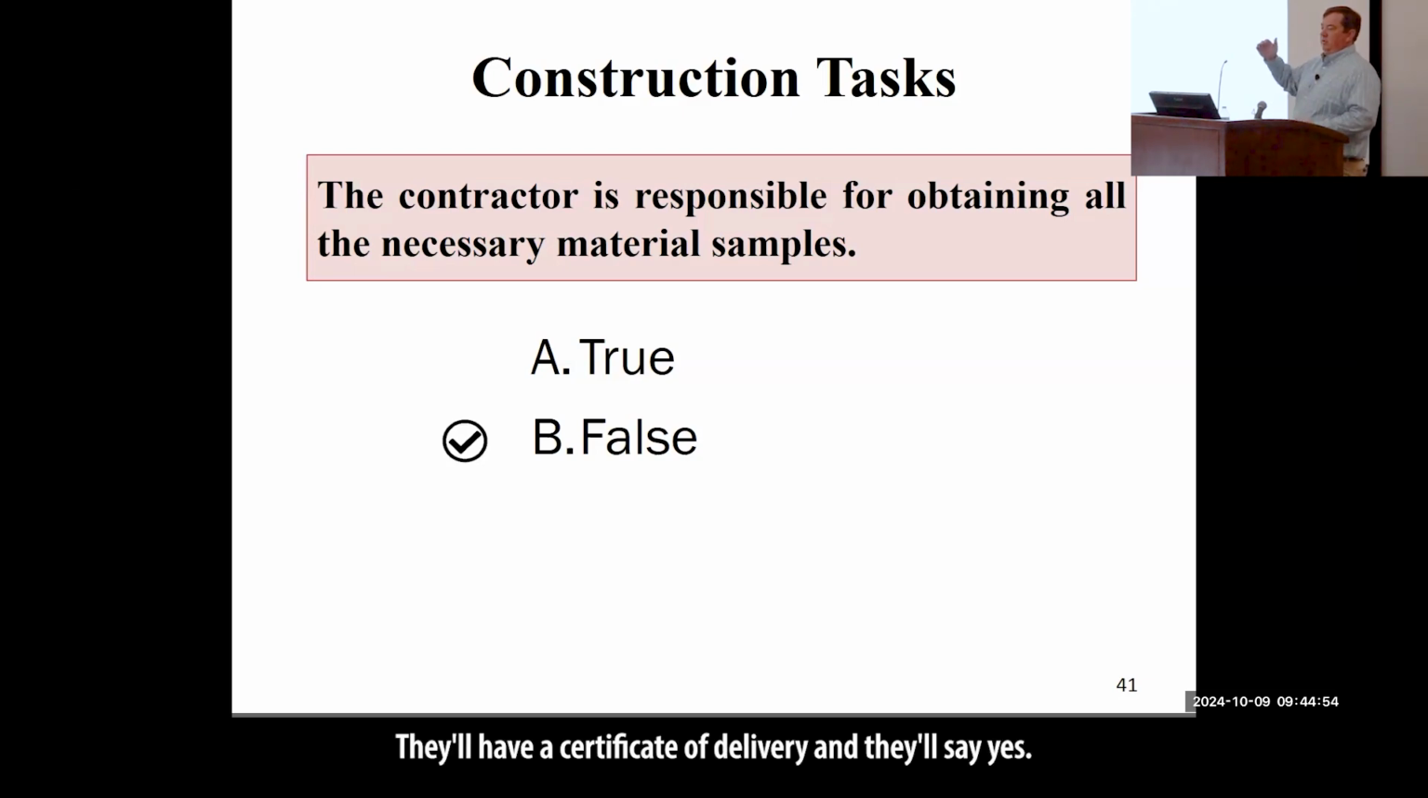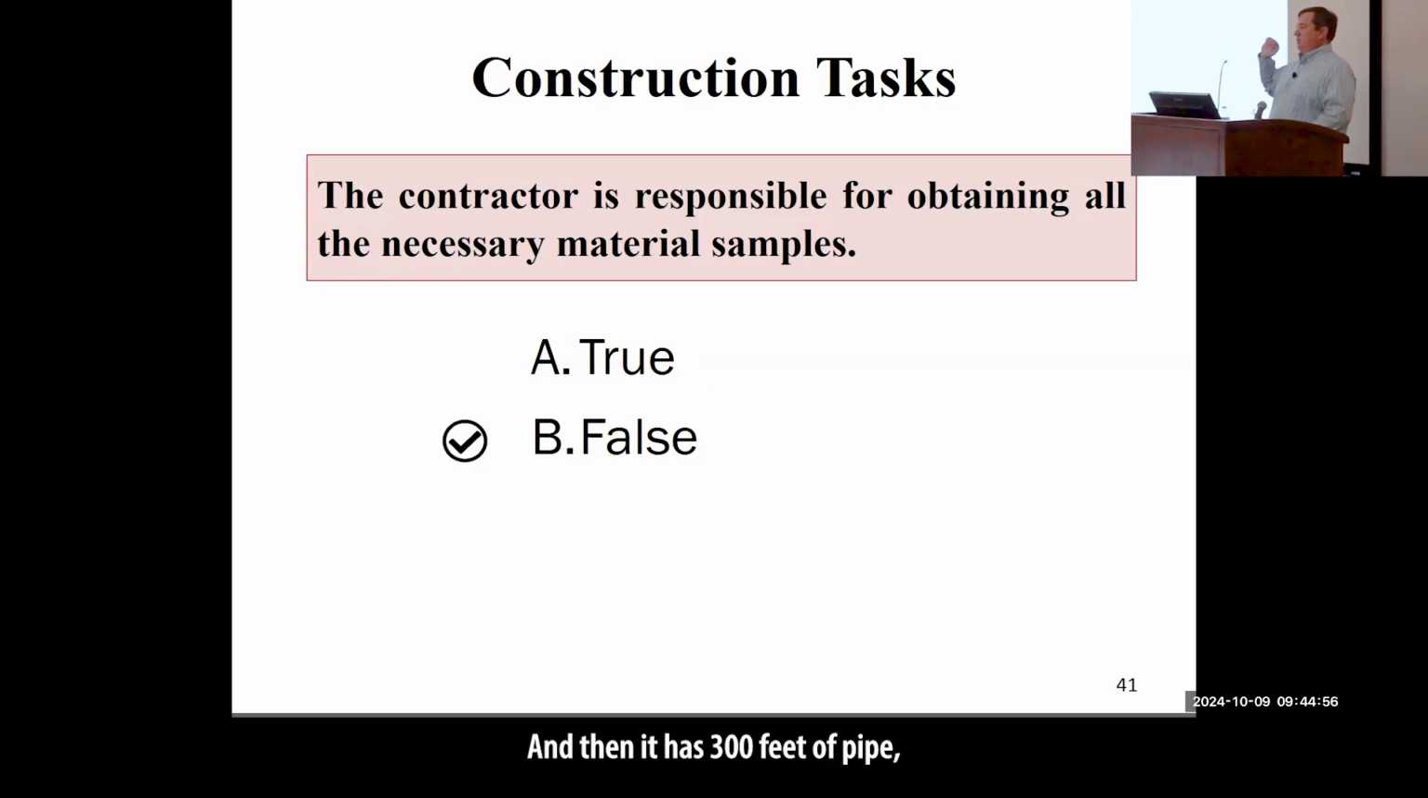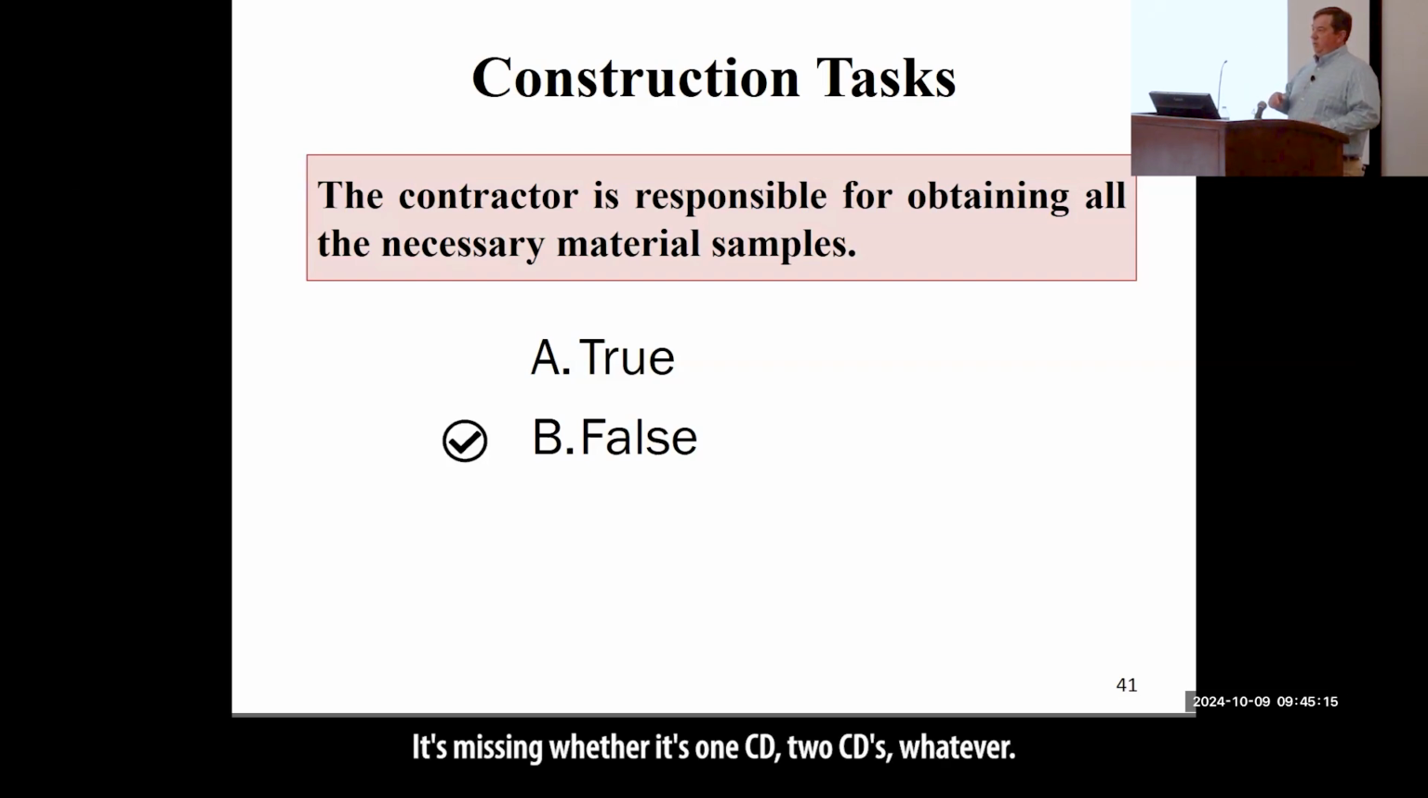They'll have a certificate of delivery, and they'll say, yes, and then it has 300 feet of 24-inch concrete pipe on that CD. Well, if you've got 500 feet of 24-inch pipe that were installed, and you've only got one CD for 300 feet, you need to go back to your contractor and say, I need another CD for this 200 feet that's missing, whether it's one CD, two CDs, whatever. Be aware of that as well.